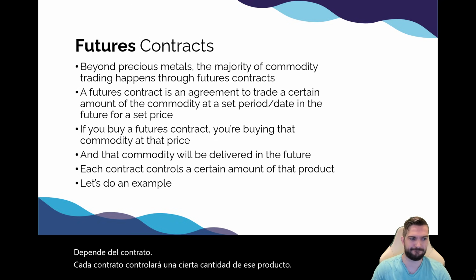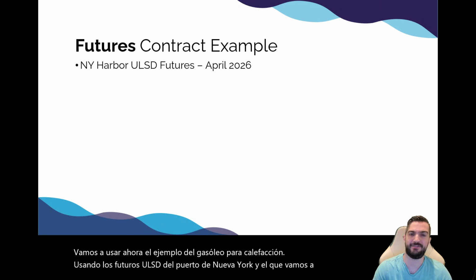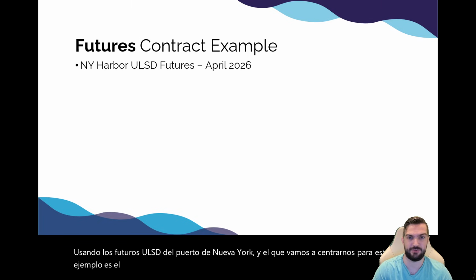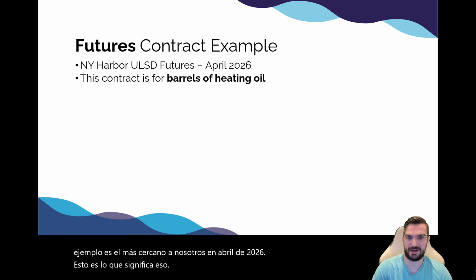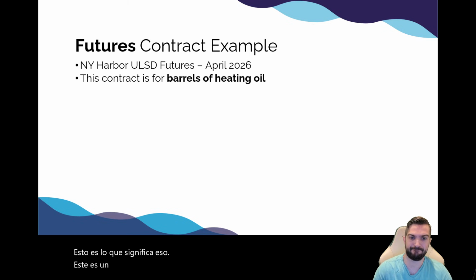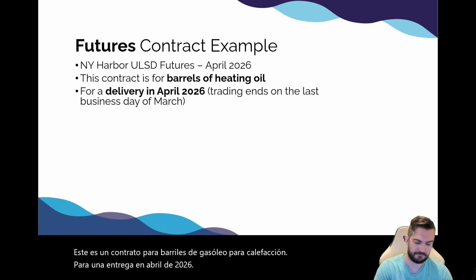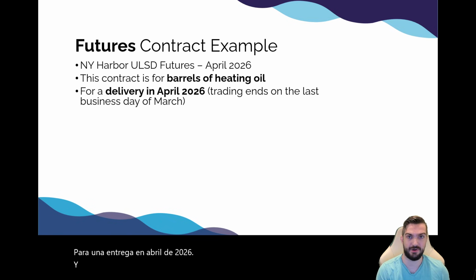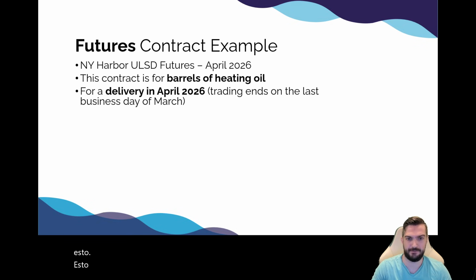Let's do a quick example. We're going to use the example now of heating oil using the New York Harbor ULSD futures. And the one we're going to focus on for this example is the closest one to us, April 2026. Here's what that means. This is a contract for barrels of heating oil for a delivery in April of 2026. And that contract has an expiration of when it's no longer traded, and it is now, I will deliver this to you. You own this contract, it will be delivered to you.